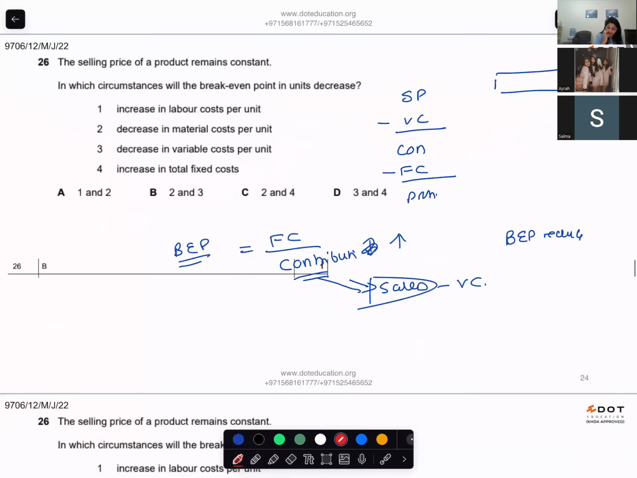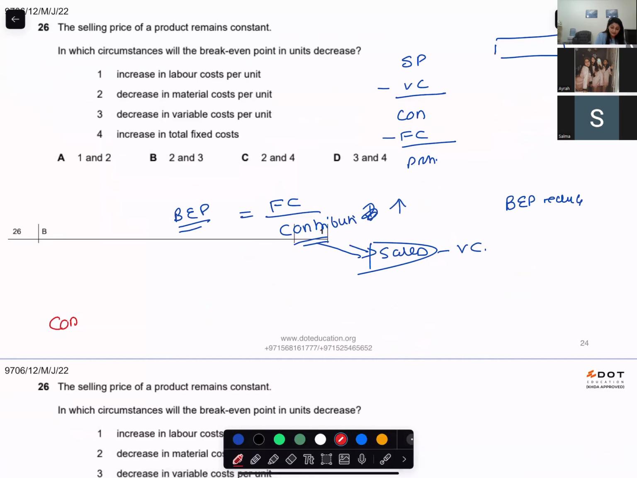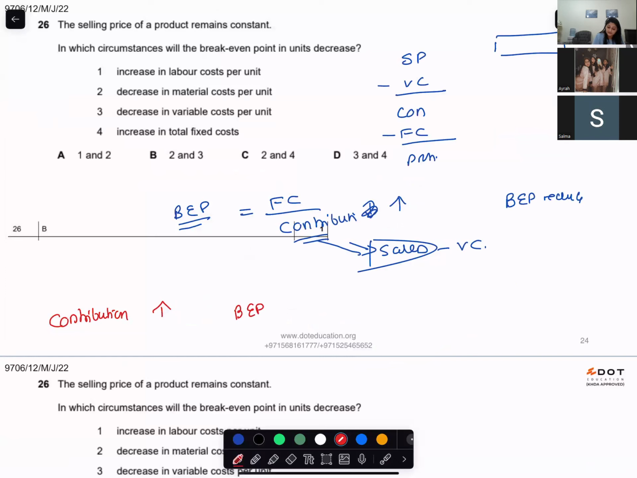I'm repeating it. You can write it as notes. If your contribution per unit will increase, that means the amount of money you are collecting towards fixed cost will increase. If your contribution increases, the break-even point is definitely going to reduce, because now you will have to sell fewer units to be at a situation of no profit, no loss, because every unit will be contributing more money towards recovery of fixed costs.